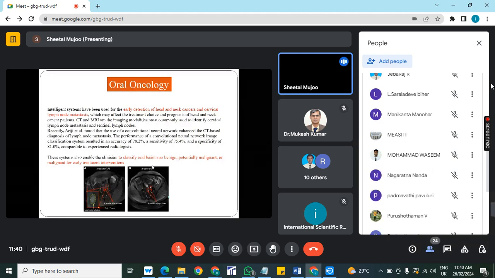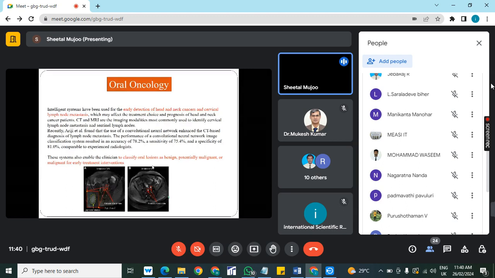Recently, Arigi et al. found that CNN enhanced CT based diagnosis of lymph node metastasis. The performance of CNN classification resulted in an accuracy of 78.2%, a sensitivity of 75.4%, and specificity of 81% as compared to experienced radiologists. These systems can help you to classify whether the lesion is benign, potentially malignant, or malignant for early treatment interventions.